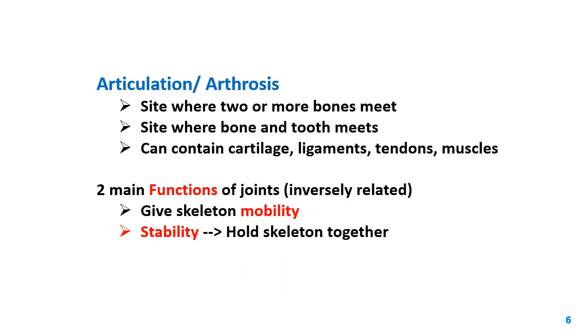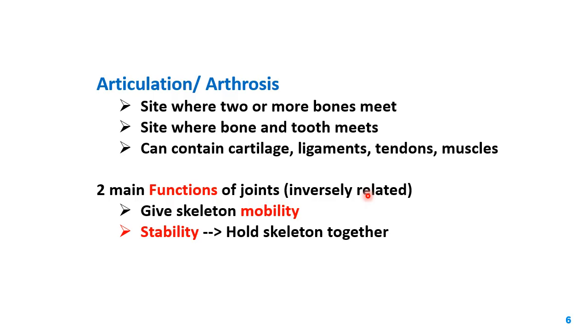So articulation or arthrosis, this is when you have two bones that meet. When two bones get together, you call that space articulation or arthrosis. What is in between the two bones? You can have cartilage, ligaments or tendons or muscles, or sometimes you can even have bone tissue that forms between the joints.